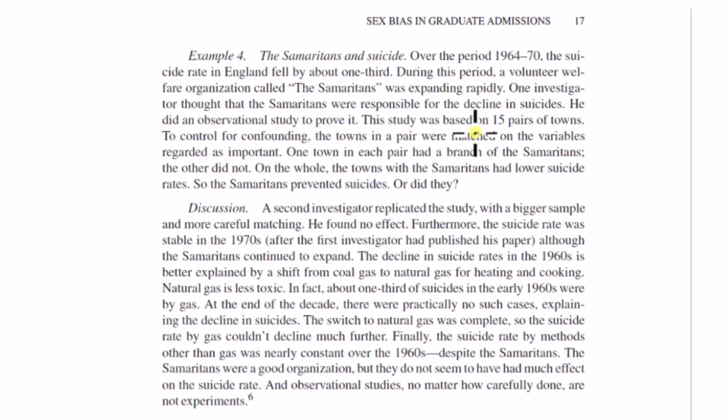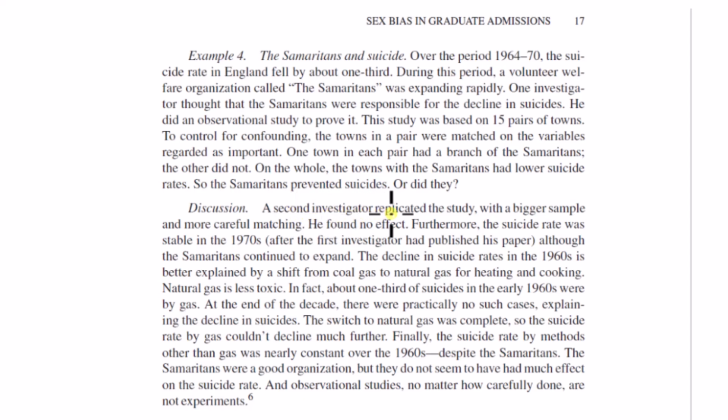This study was based on 15 pairs of towns. To control for confounding, the towns in a pair were matched on the variables regarded as important. One town in each pair had a branch of the Samaritans, the other did not. On the whole, the towns with the Samaritans had lower suicide rates, so the Samaritans prevented suicides, or did they?